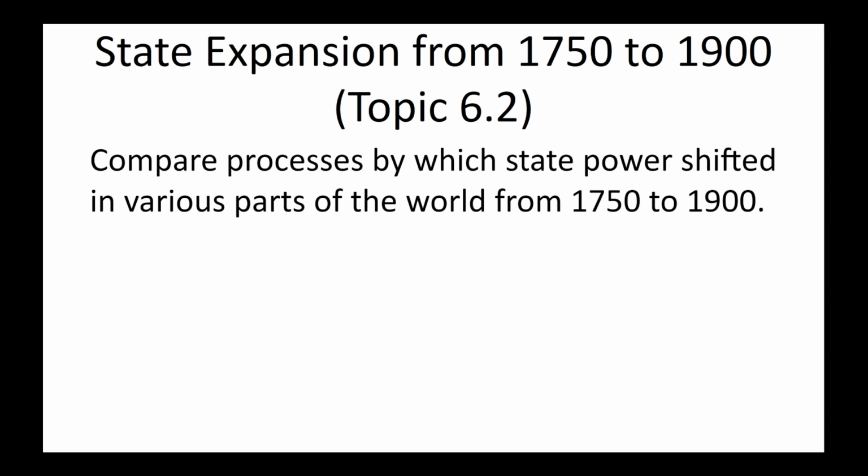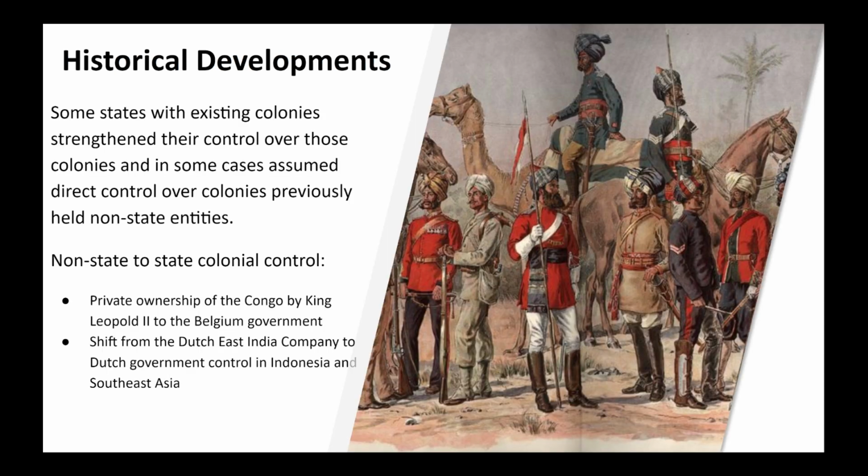We're going to go to the next lesson, next unit. It would be 6.2, and this will be the last one of the day. So the big unit question is: compare processes by which state power shifted in various parts of the world from 1750 to 1900. The big historical development here is some states with existing colonies strengthened their control over those colonies and in some cases assumed direct control over colonies previously held by non-state entities.